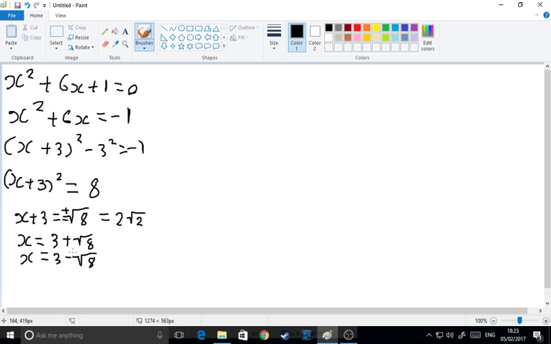Okay, so minus 3, because you're moving over a positive 3, it turns into a minus. Minus 3 plus or minus root 8, which is 2 root 2. Okay, those are right. Let's move on to the next ones.